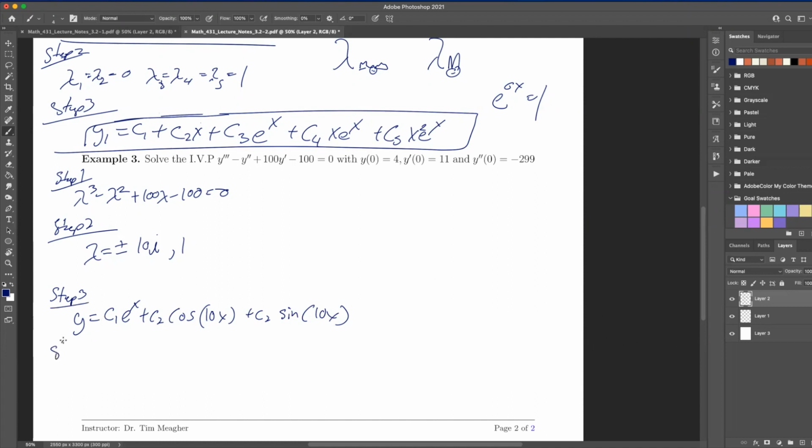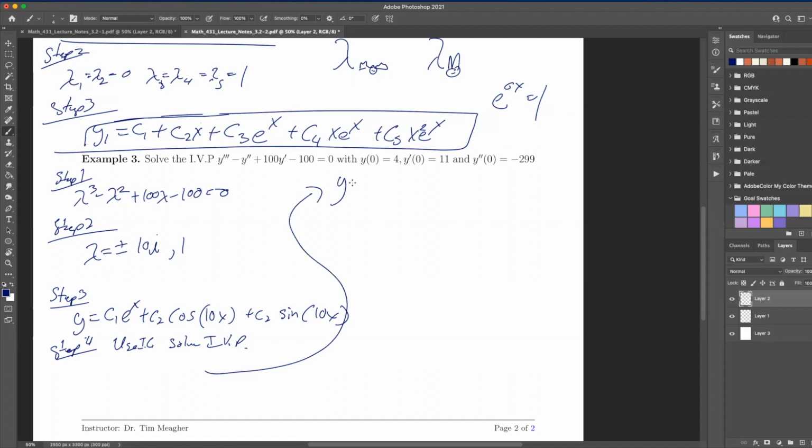Now what do we need to do? Now we're going to do step 4. Step 4 is use the initial conditions to solve the initial value problem. So here we're going to use these initial conditions, and let me do it over here so I have room.